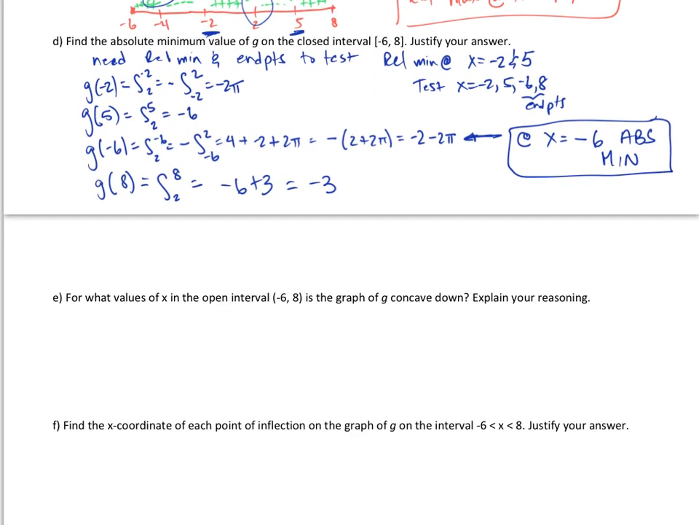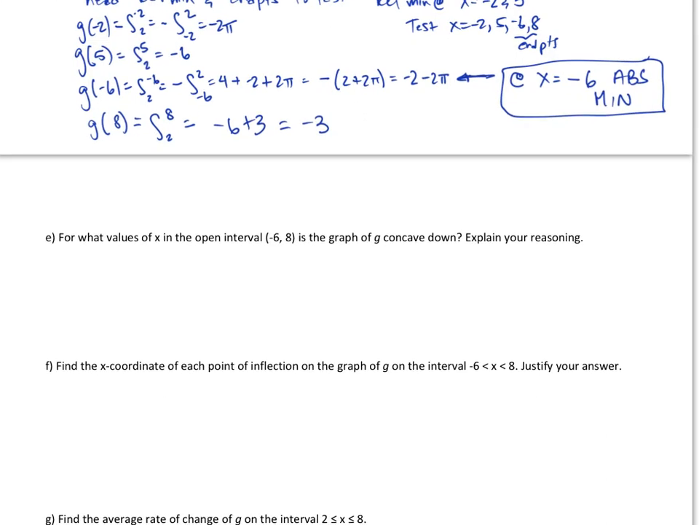So for part E, it says, for what values of x in the open interval is it concave down? So for the concave down, what we need is we need to look at the slopes of f and have them be less than 0. So basically, again, what we're trying to do is we want g double prime, which in our case is f prime, to be less than 0. So we are looking for the slopes to be negative.